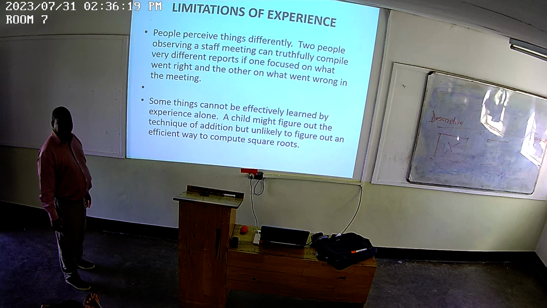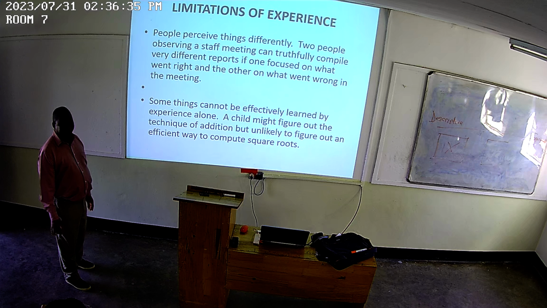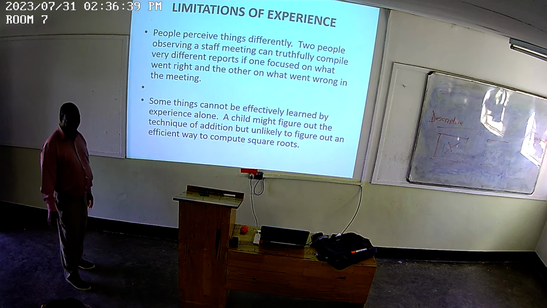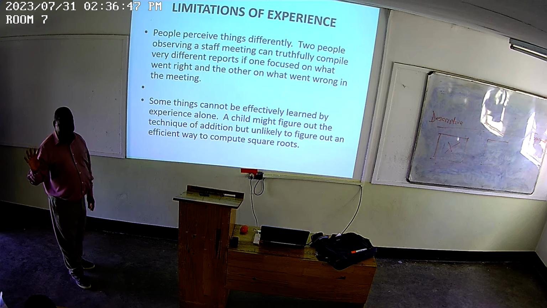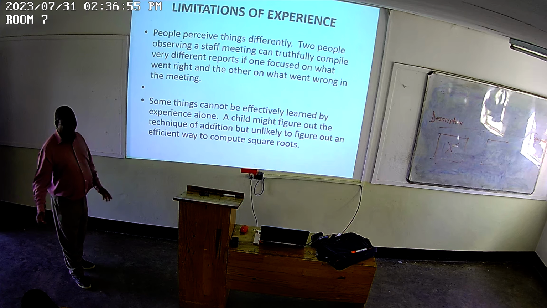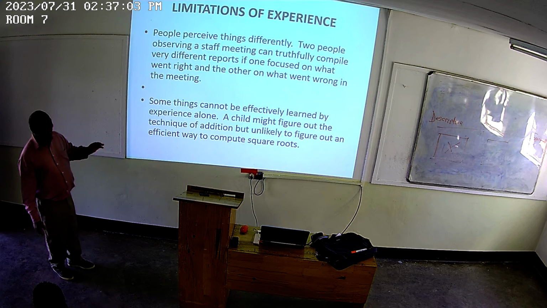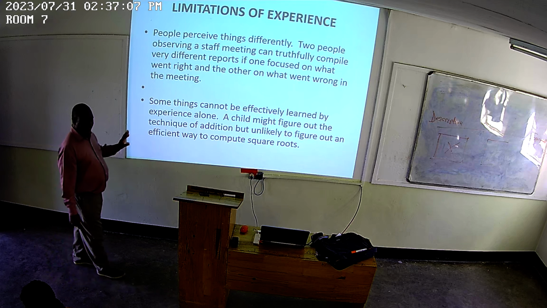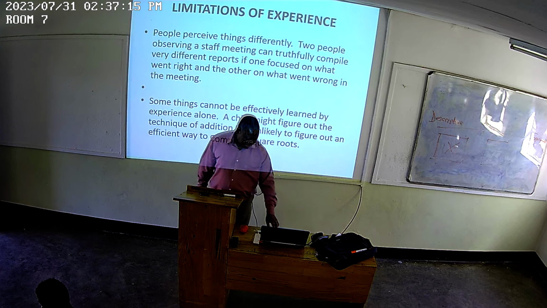And some things cannot be learned very well using experience alone. We need other ways of learning to understand some phenomena. The type of rays we get from the sun, as it is shining, there are different types of rays we are receiving. But from experience, we cannot tell that there is this type of ray. No, we need to go deeper to understand those things. So, while experience is a very good source of knowledge, it has limitations that make us not learn everything the way we should.